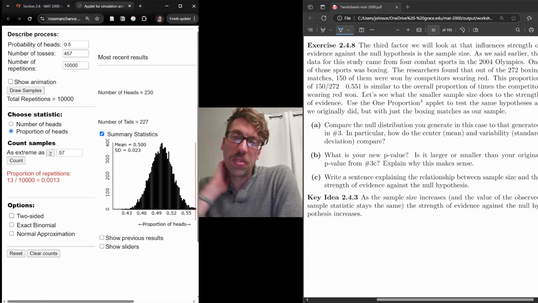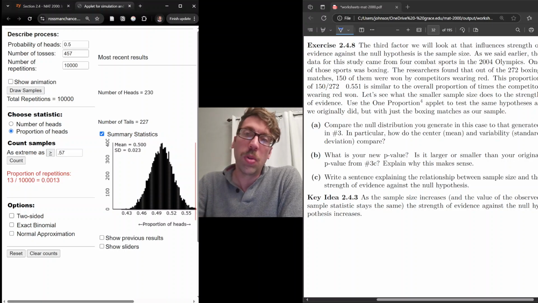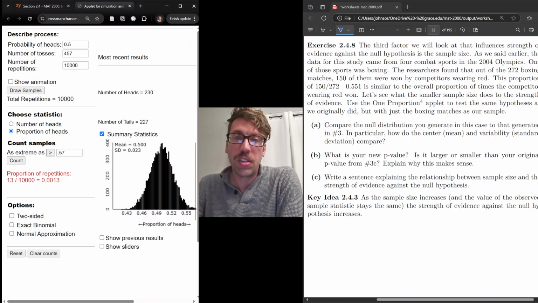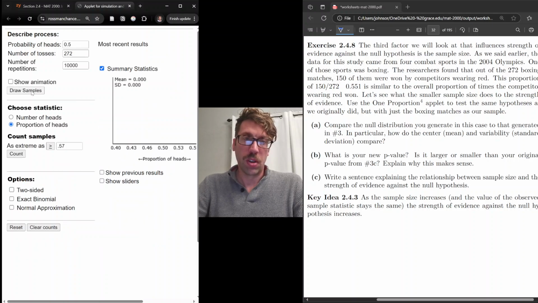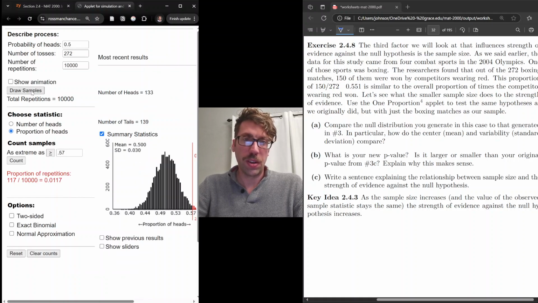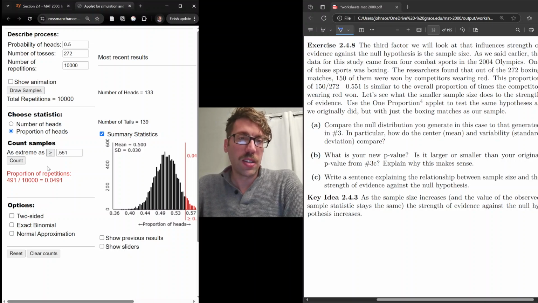So let's see what the smaller sample size does to the strength of evidence. Using the one proportion applet to test the same hypothesis as we originally did. So now instead of 457, we've only got 272. So let's draw samples. Now we've got a different scenario. And then instead of 0.57, it's 0.551. And so then I've got 0.0491. Okay.